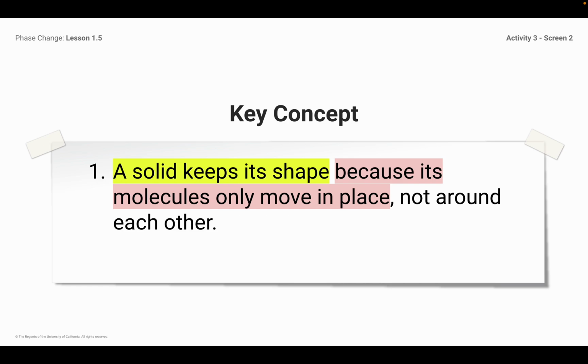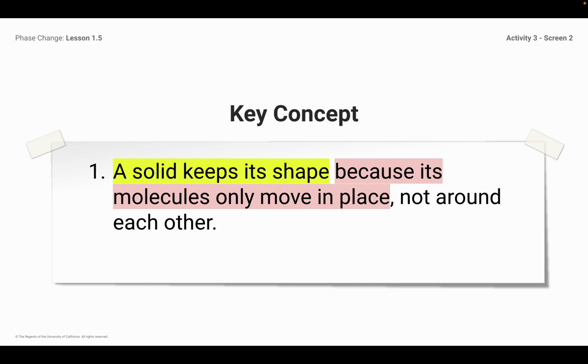You have a solid keeps its shape and does not take the shape of its container. And then I want you to write because the molecules only move in place, not around each other. Go ahead and pause the video while you write that, and then you can go ahead and continue.